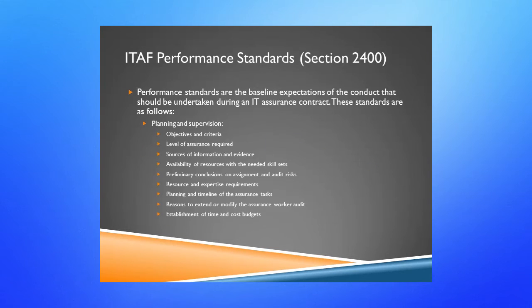Now the performance standards, which is section 2400, are your baseline expectations of the conduct that should be undertaken during an IT assurance contract. Now, some examples, again, of the criteria when it comes to planning and supervision. The objectives and criteria, are they well stated? Do we know what their goals are and what we're supposed to do? Do we have the appropriate levels of assurance that are needed or required? Have we found the appropriate sources of information and evidence?